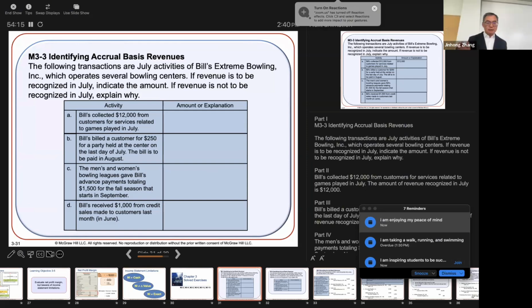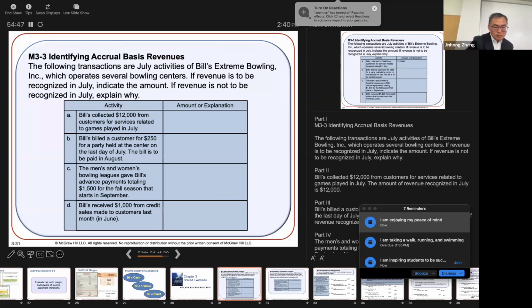And Bill's billed a customer $250 for a party held at the center on the last day of July. The bill is to be paid in August. Okay, so this is still in July. So this is revenue in July. You should book revenue in July increased $250. So you credit revenue and then accounts receivable, right? Does it make sense? Or anybody, you can tell me how it works.